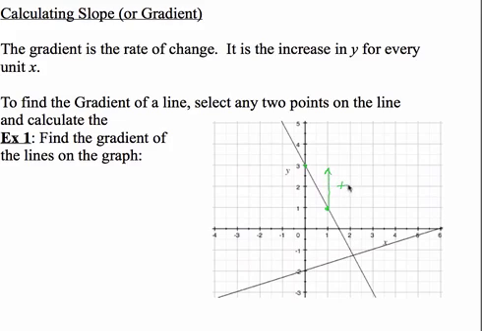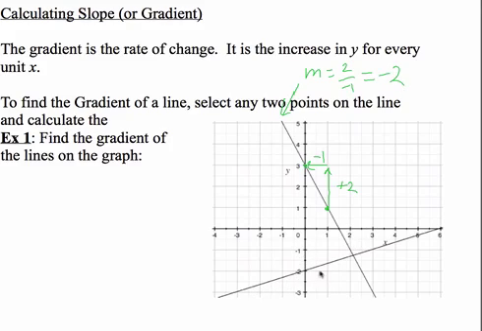The rise is positive 2. The run is going to the left, so it's negative. So your rise over run is 2 out of negative 1. So for that line, your slope equals 2 out of negative 1, which equals negative 2.